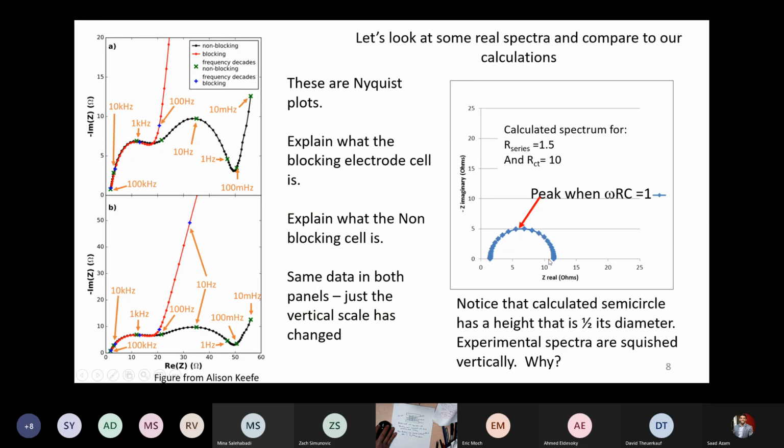So this is 10 ohms wide and it's 5 ohms high. So it's a perfect semicircle, right? And the experimentally measured spectra are squished. Like I mentioned, this is not a perfect semicircle. It's squished in the vertical direction. So why is that the case? That's where we'll start next day. We'll talk about why the experimental spectra are squished and what we do about it to try to model that.